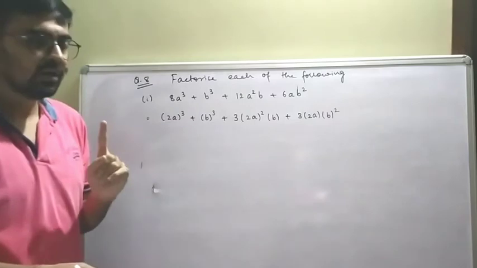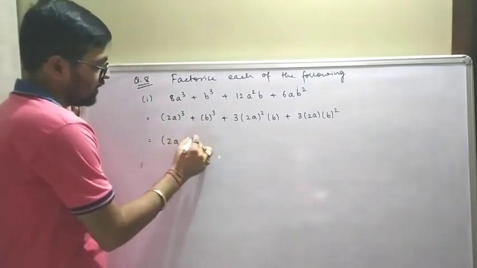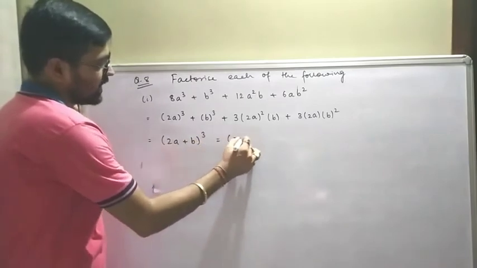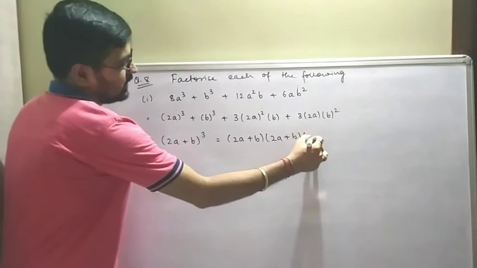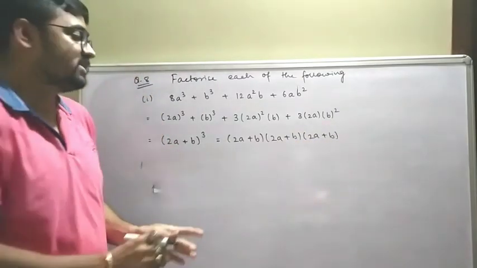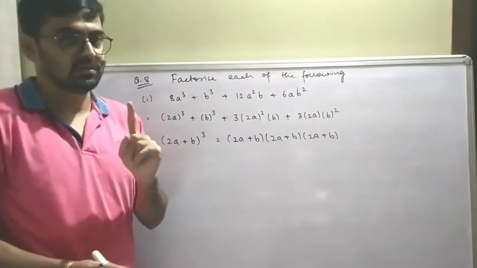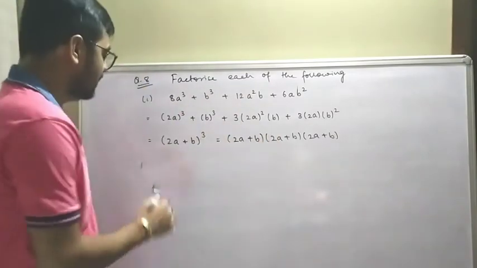This is how we can do, correct? And that gives us that it is 2a plus b whole cube. So my answer is 2a plus b, 2a plus b and 2a plus b. I told you if it is to be factorized, then write like this. If it's square, 2 times; cube, 3 times. As simple as that, correct?